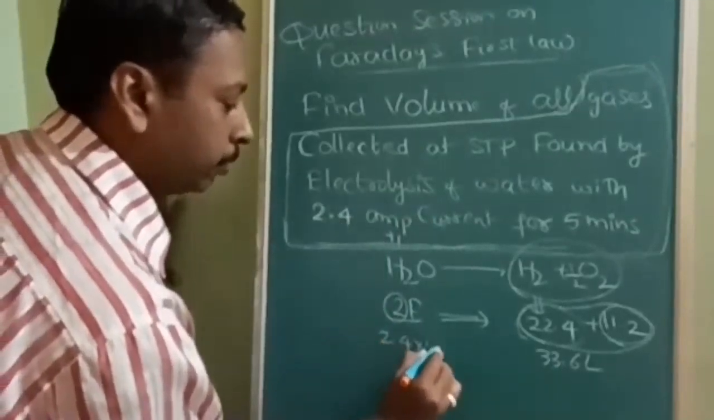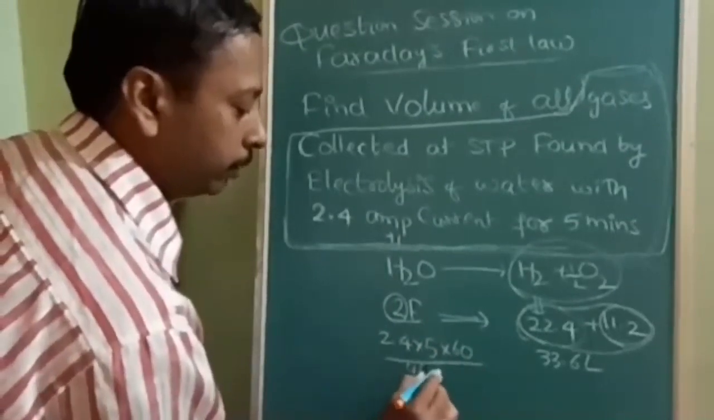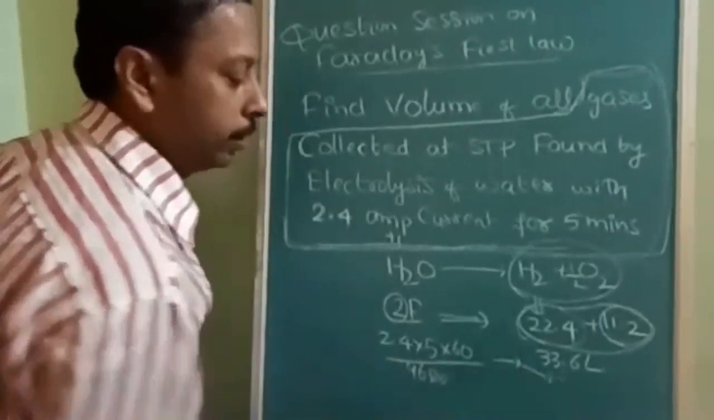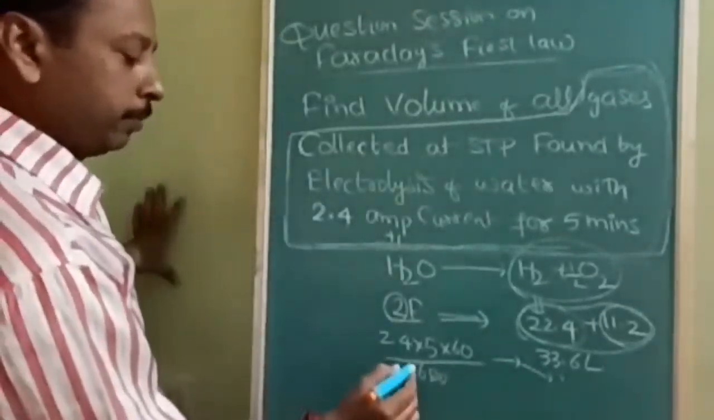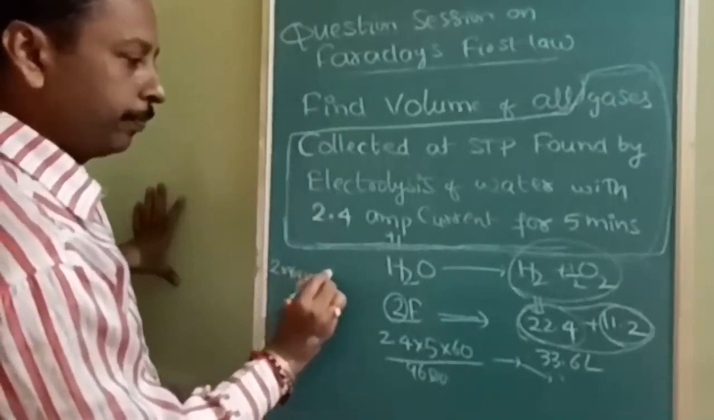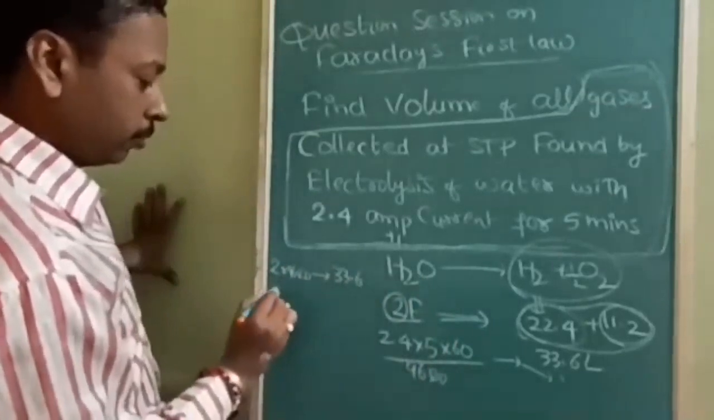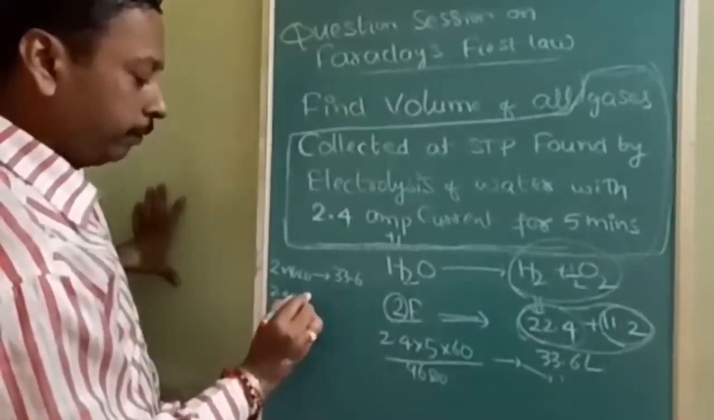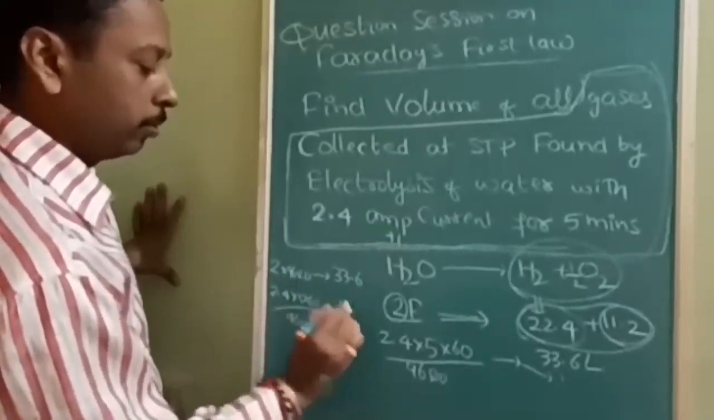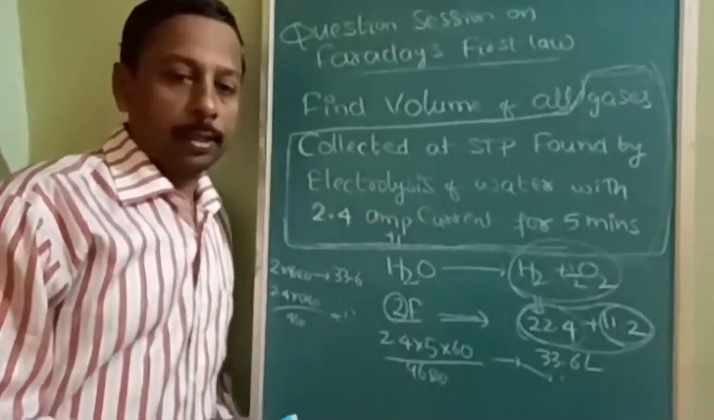2.4 into 5 into 60 divided by 96500 will give how much? Okay. Unitary method, is it understood? Otherwise, simply you can write it as 2 into 96500 is equal to 33.6. Then 2.4 into 5 into 60 divided by 96500 is equal to how much? On simplifying, you will get the correct answer.